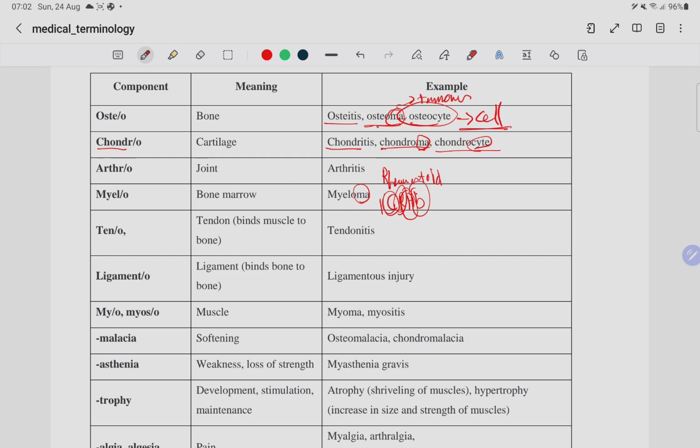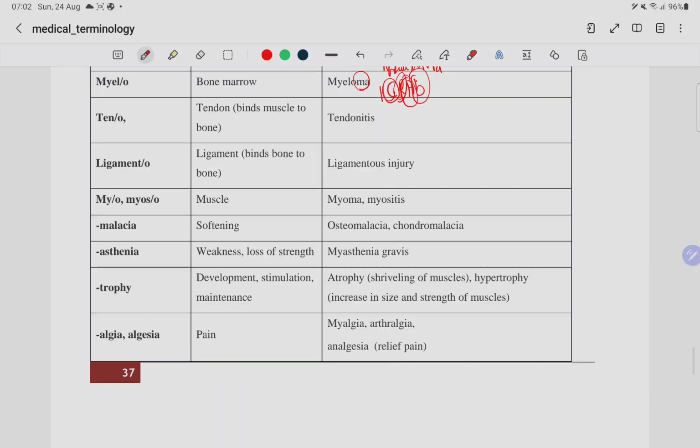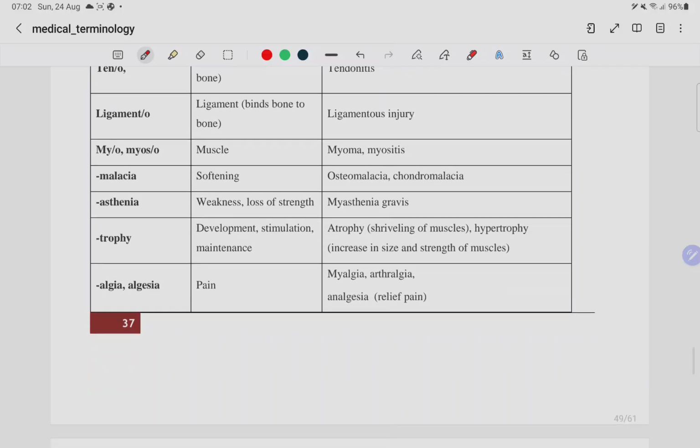Okay, teno means tendon. So when I say tendonitis, there is inflammation of the tendon. Ligament is a ligament. Okay, myo means muscle. So when I say myositis, there is inflammation of the muscle. Myoma is a tumor in the muscle.